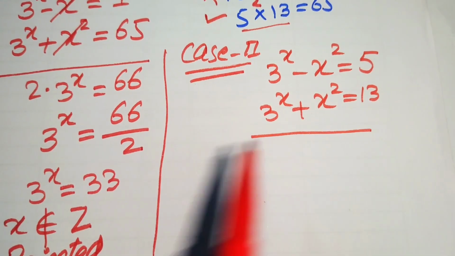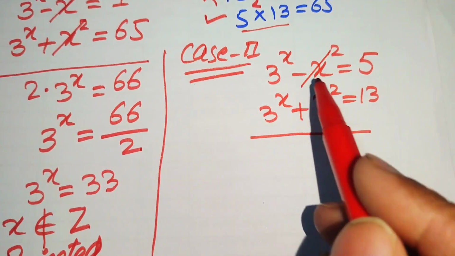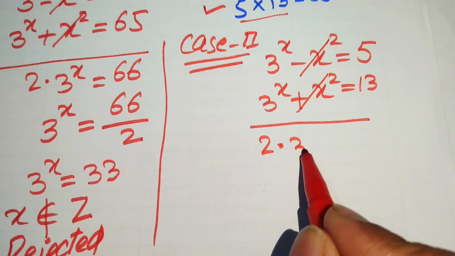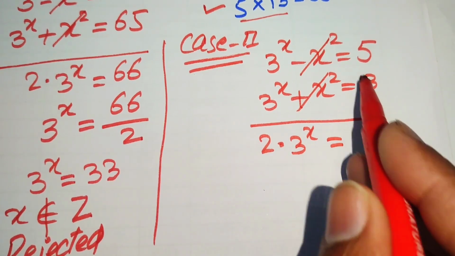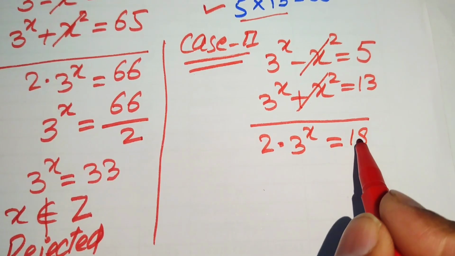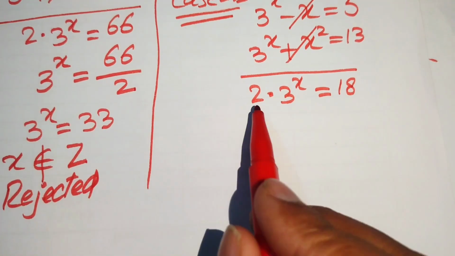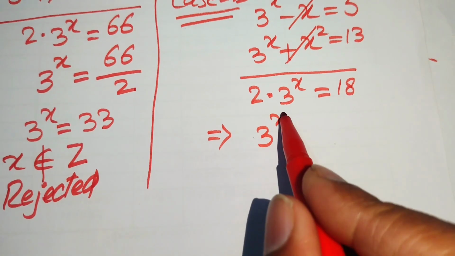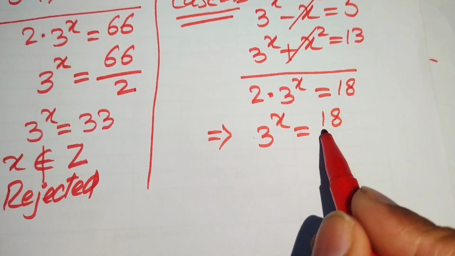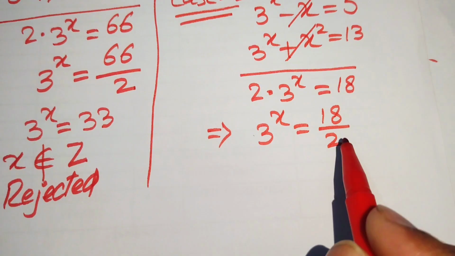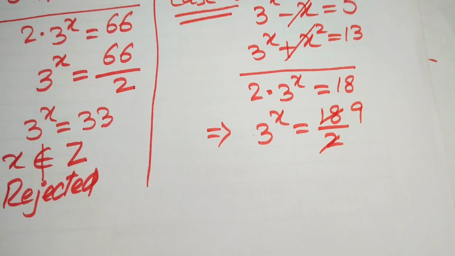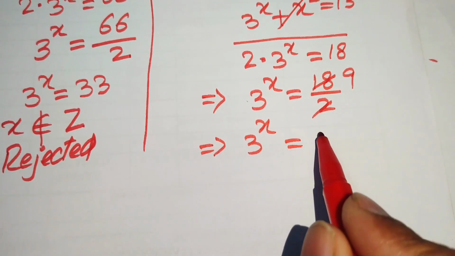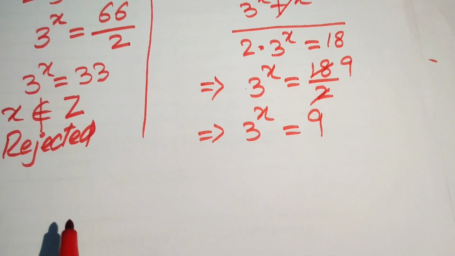Here we add these two equations, and you see that the negative and positive terms are gone. When we add these two numbers, you get 2 into 3 to the power of x equals 5 plus 13, which is 18. Now we move this 2 to the right-hand side, and it is written as 3 to the power of x equals 18 divided by 2. Then, 2 nines are 18, so we easily get 3 to the power of x equals 9.